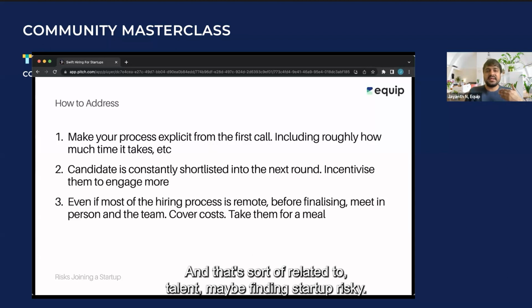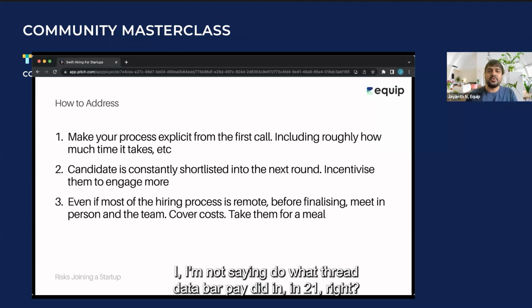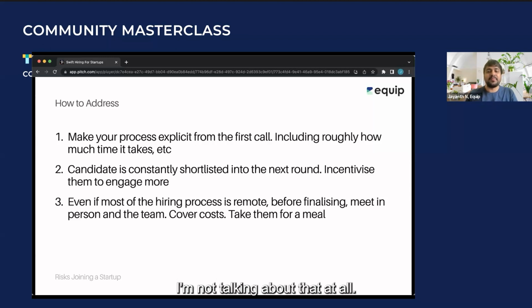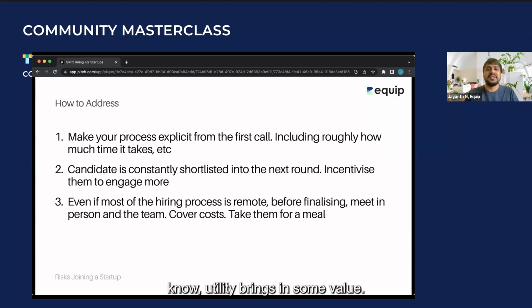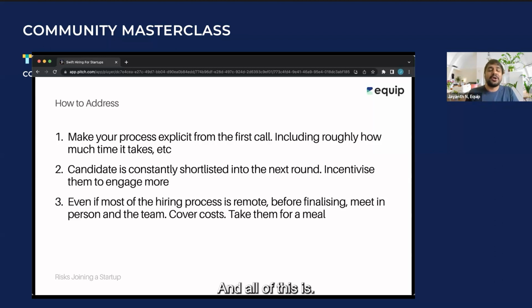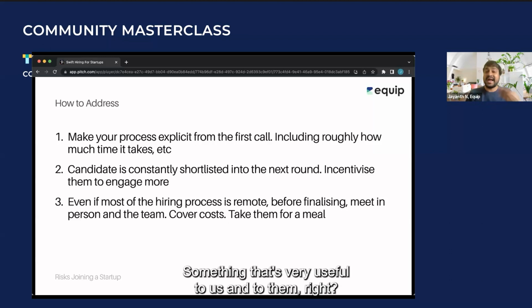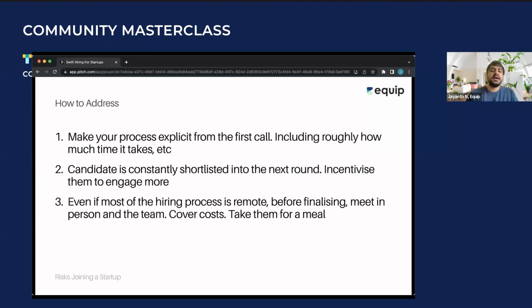And that's sort of related to talent maybe finding startups risky. If you do this, I don't mean do what BharatPe did and give them BMW bikes, right? I'm not saying do what Cred did or BharatPe did in 21. I'm not talking about that at all. What I'm saying is do something that actually brings in some utility, brings in some value. We don't give away laptops. We don't give them BMW bikes. We don't give them IPL tickets, right? We buy them one Indigo airline ticket from Delhi to Bangalore, and we let them go back, and we buy them a meal. That's all. And all of this is something that's very useful to us and to them, right? And the fact that we're doing this gives them confidence that, again, we're a serious organization.